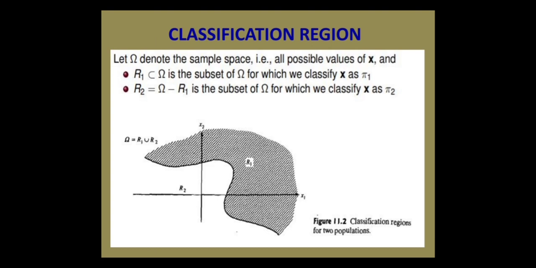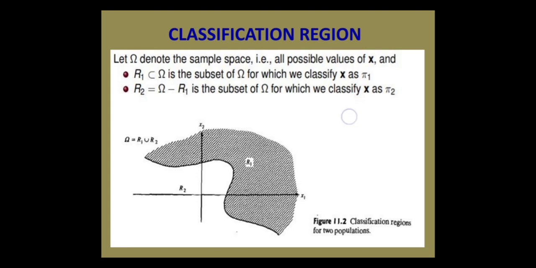So we can create the formula after this to see, if we have a new observation, which region that new observation will go to. Okay, so let me illustrate this example.